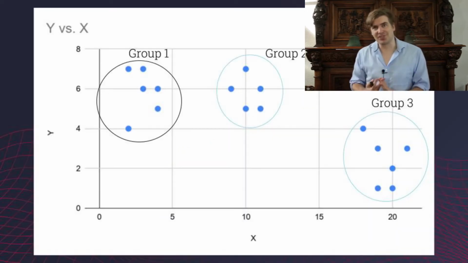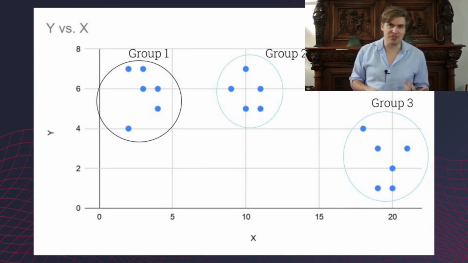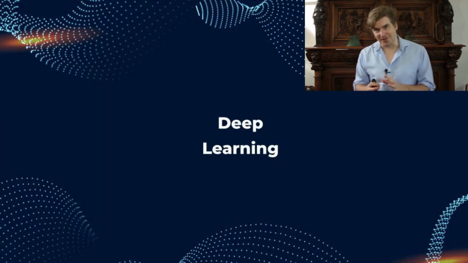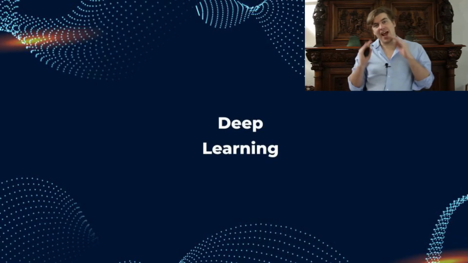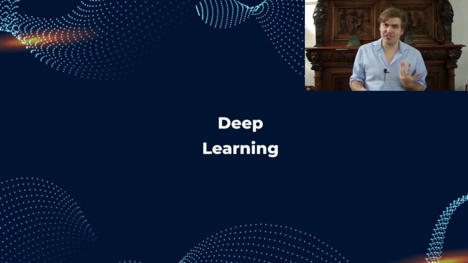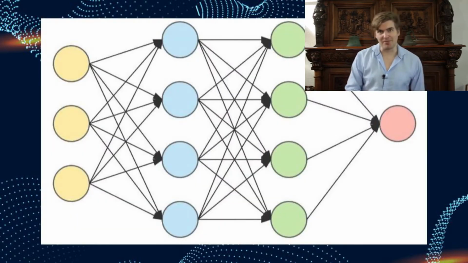Another type of classical machine learning algorithm is clustering. It's basically just putting data into different groups. Deep learning is different because it's a more complicated program. It is based on how the human brain learns. It has artificial neurons and artificial synapses. And this is a diagram of what a deep learning program is.